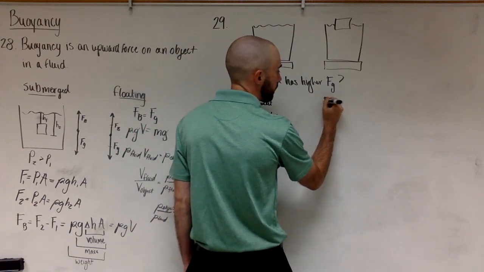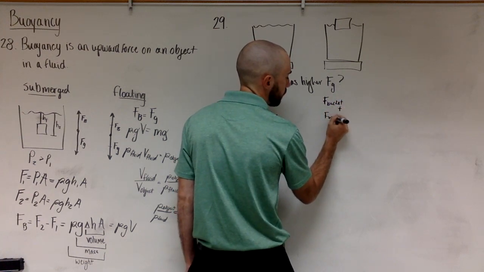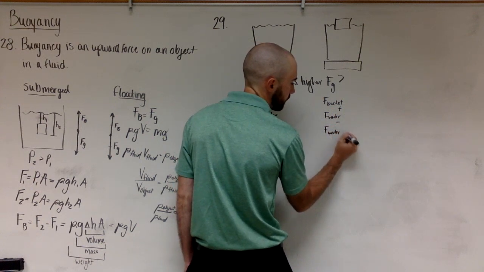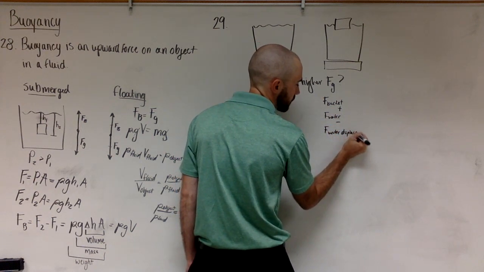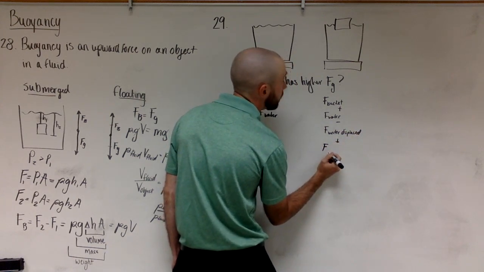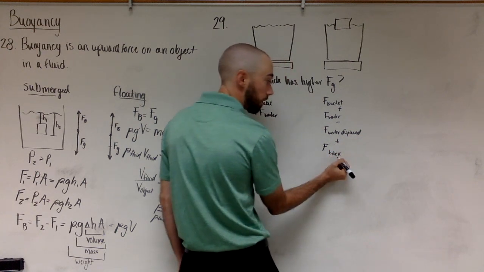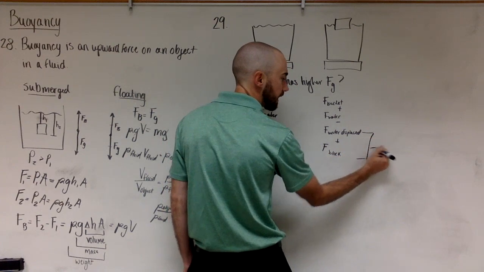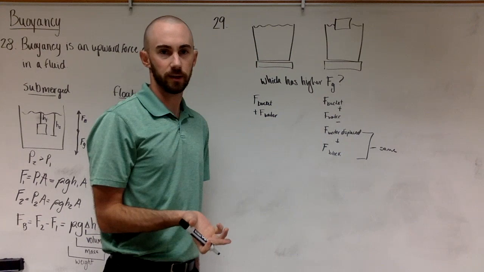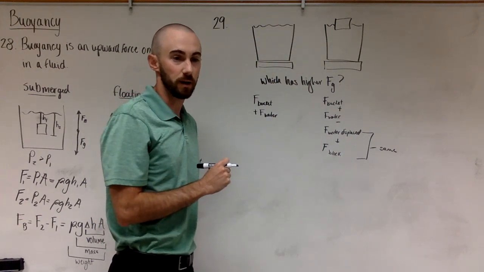In this one over here, we're going to have the force of the bucket plus the force of the water minus the force of the water displaced. So that's the water that fell out, plus the force of the block, where these two are exactly the same. So if we add and subtract the same number, it should cancel out. The amount of water that gets displaced is going to be exactly equal to the weight of the block.